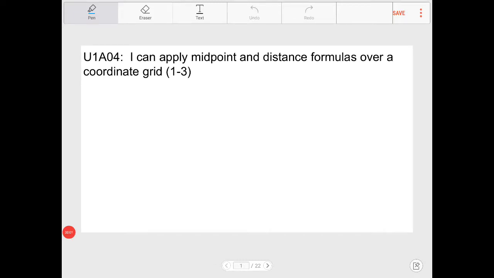Students, welcome to lesson U1A04. In this lesson, we will talk about midpoints and the distance formula and how to apply the midpoint formula and the distance formula to solve problems. So let's take a look.